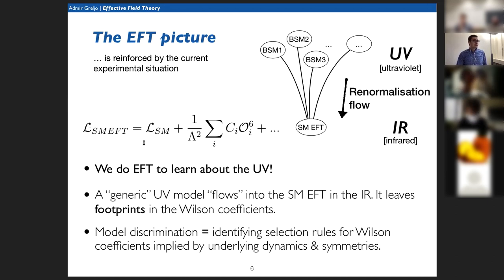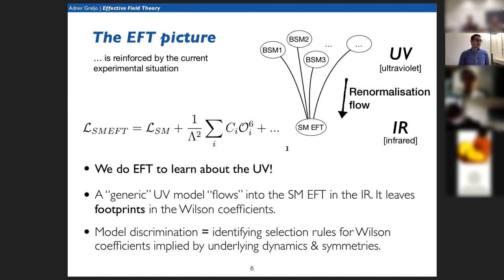And the picture that we have in mind is shown in this plot on the right hand side. The space of these new theories beyond the standard model is huge. It's basically infinite. Everyone can write down his or her own preferred model. This I call ultraviolet, or short distance, or high energy. However, the effective field theory will give me an organizing principle. If I'm looking at phenomena at low energies, then I can capture the effects of these things into one framework, into one theory at low energies, or infrared. And this is the standard model effective field theory.